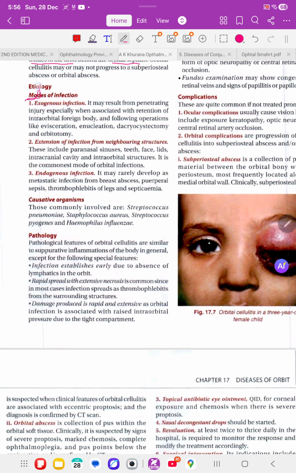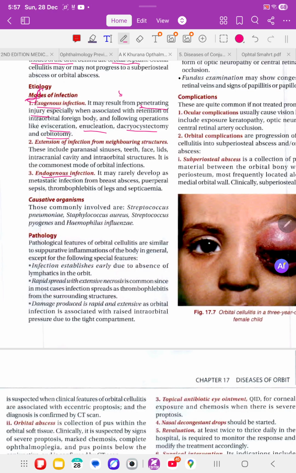So, mode of infection. If you ever don't know the mode of infection, you can write exogenous, endogenous, or secondary to infections from neighbors, like chronic dacryocystitis, paranasal sinus, teeth, face, or the intracranial cavity. Wherever the neighboring structures are infected, it can spread to the orbit. Exogenous infection is from penetrating injuries, especially when associated with a retained intraorbital foreign body, or following operations like evisceration, enucleation, dacryocystectomy, and orbitectomy.